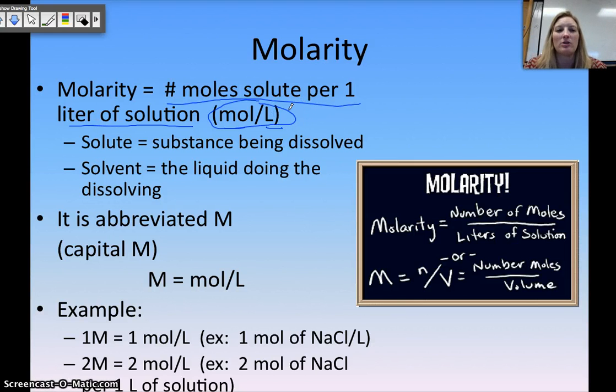Now when I keep talking about solutes and solvents, all I'm saying is the solute is a substance being dissolved. So it might be salt that we're putting into water, or it might be hydrochloric acid that we're putting into water.